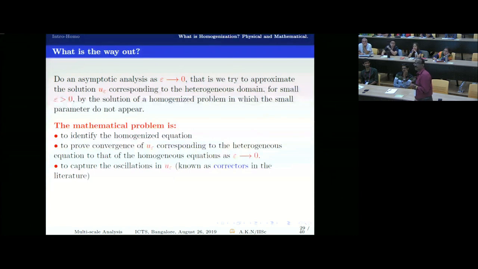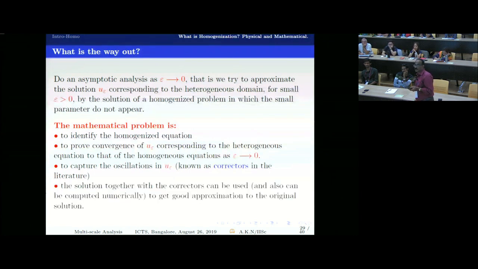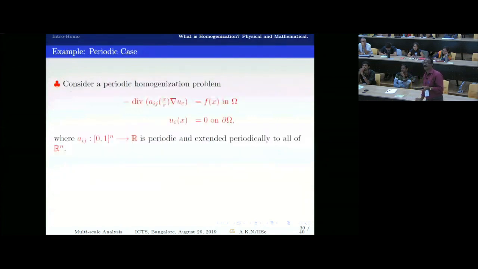First, homogenization. The solution together with the correctors can be used and can also be computed numerically to get a good approximation to the original problem. So you have an epsilon problem, find the limit problem, use the limit problem, and solve it numerically. That may be a good approximation to the epsilon problem when epsilon is small. Okay? So let me write down a little mathematics.